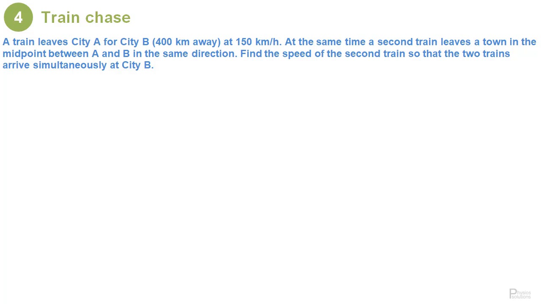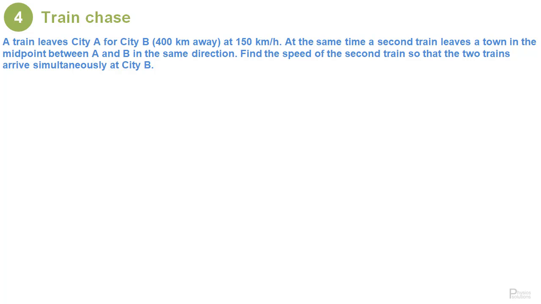So here we have a difference with respect to the previous problems. Here we are not being asked about the time that it takes for something to happen, to the encounter, or how far it happened. In this case, the two trains arrive at the same time to the same city, and we don't know the speed of the second train.